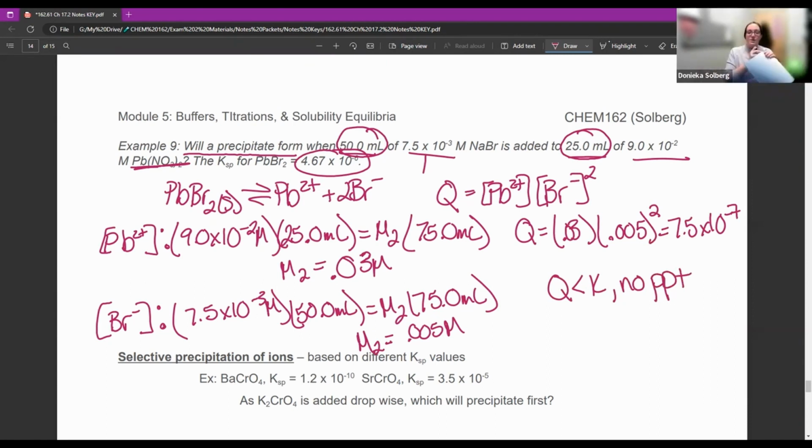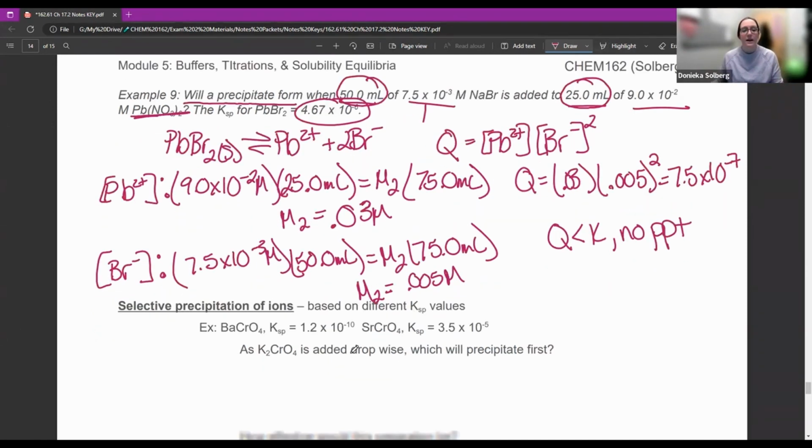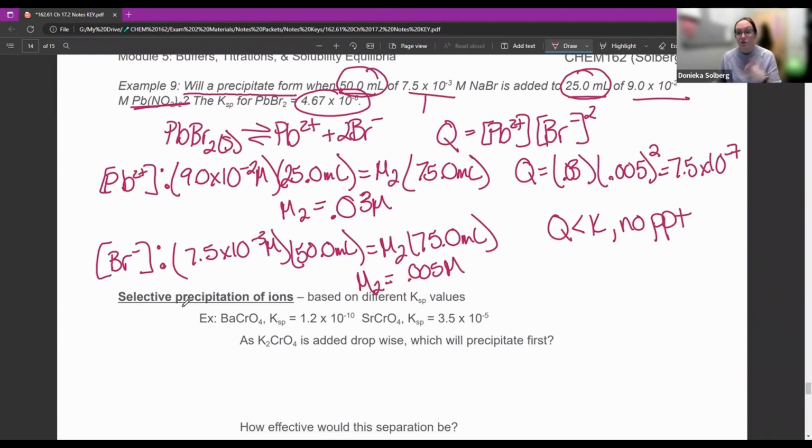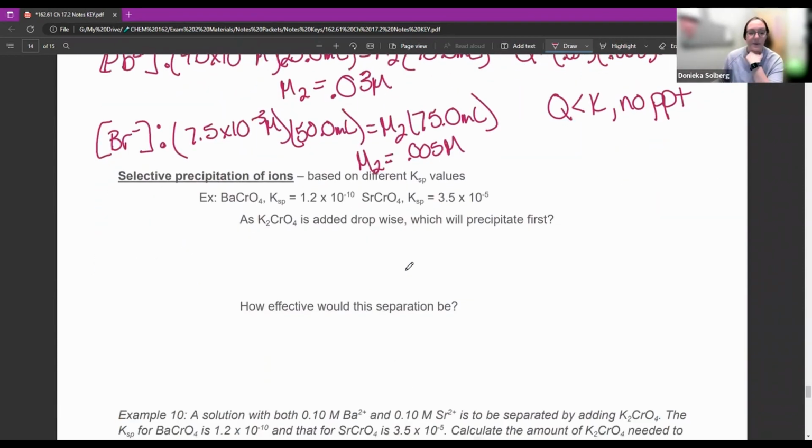Now, we can also use this information to selectively precipitate ions. And what I mean by that is we can add something in to actually try to get a precipitate so that we can take a solid out of something. So selective precipitation of ions is based on this same calculation. And what we're going to do is look at different K values to see if we can get one thing to precipitate without precipitating the other thing.